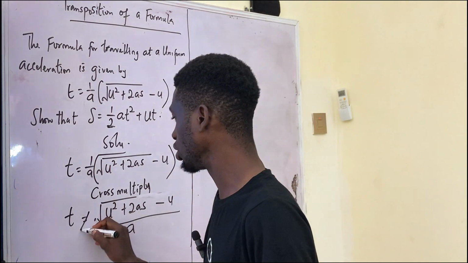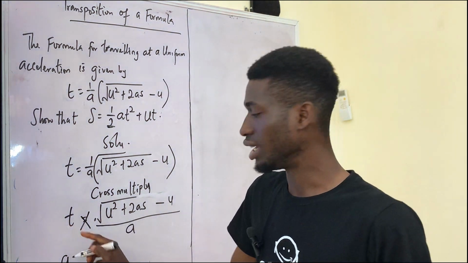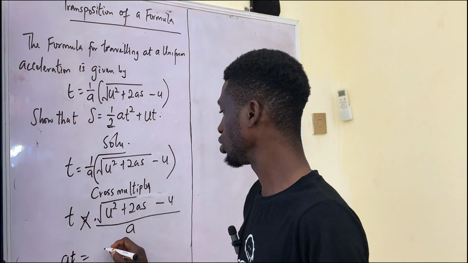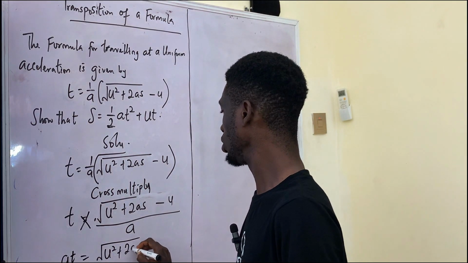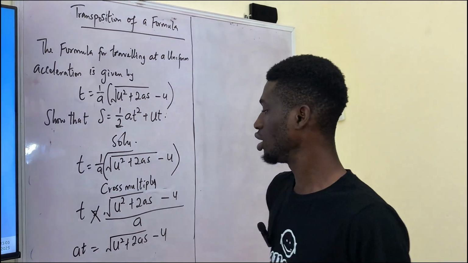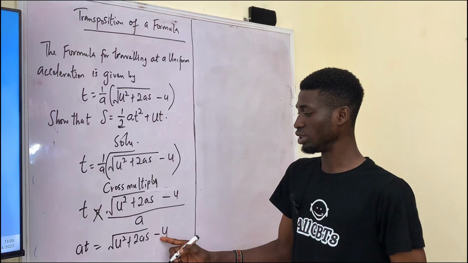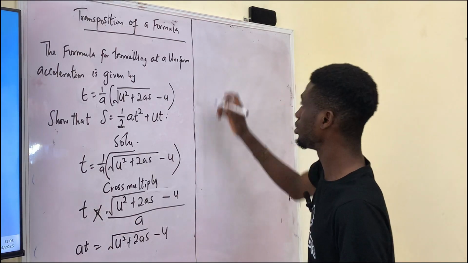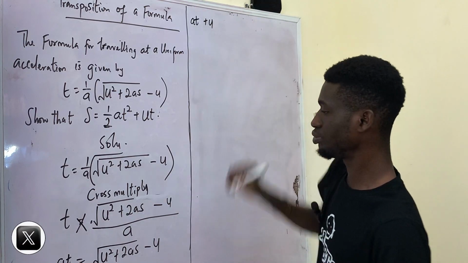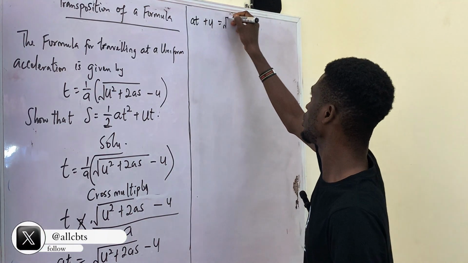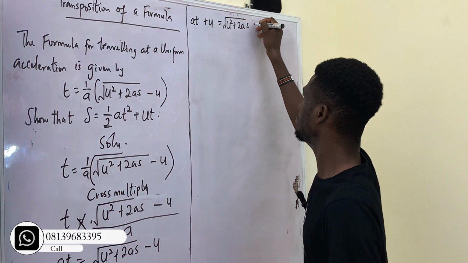So when I cross multiply, here I'm going to have a multiplied by t, which is known as at, equals square root of u squared plus 2ax minus u. So from this, I'm to collect like terms by bringing this minus u to the other side. So I'm going to have at plus u. Then here I'm going to have square root of u squared plus 2ax.